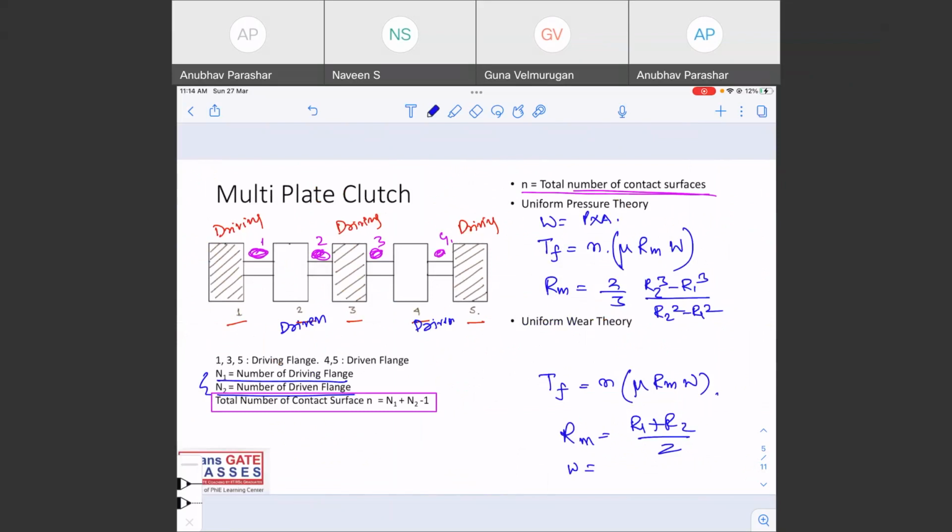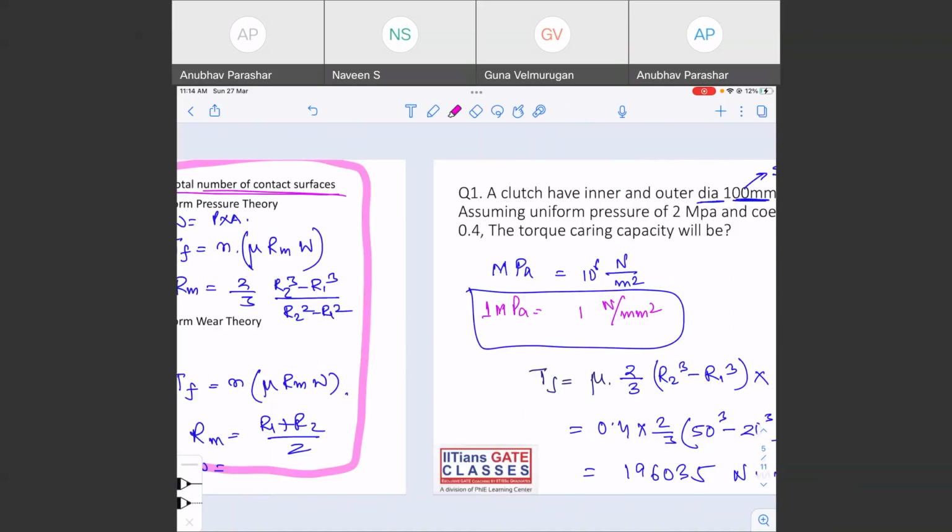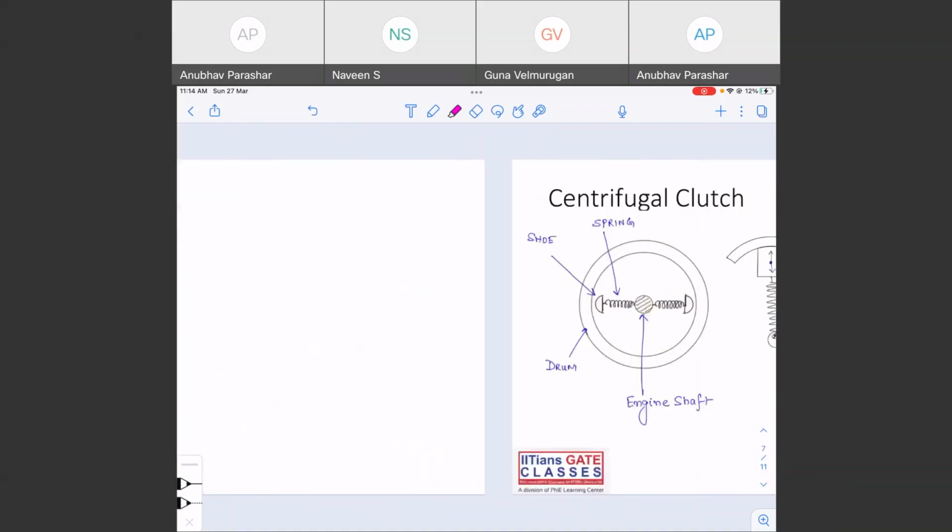Okay, so an objective question can be made from here. This portion will not be asked, but this has been asked earlier in Engineering Services. So you can see this concept: if there are N1 and N2 driving and driven flanges, the total number of contact surfaces will be N1 plus N2 minus 1. Okay, so you have done this problem.